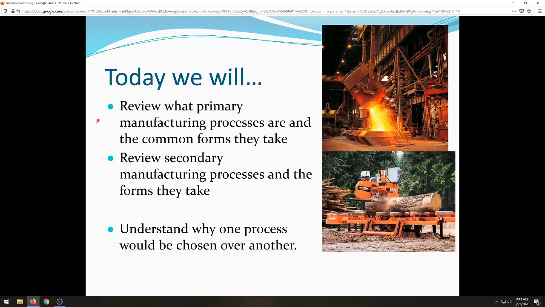Alright, so today we're going to review the primary manufacturing processes, what they are, and the common forms that they take. So we've got some images over here that kind of go along with that. And we're going to review the secondary manufacturing processes and the forms that they take as well. That's where the bulk of our time will be spent. And then we're going to take a little bit of time at the end and talk about why one process would be chosen over another. This is actually really important, but sometimes it's just very self-evident, so we'll talk about that in a bit.